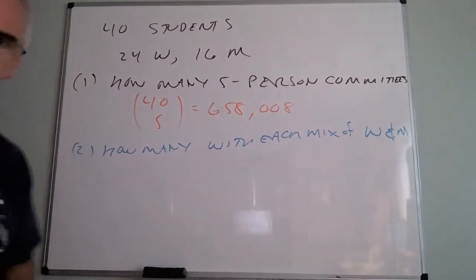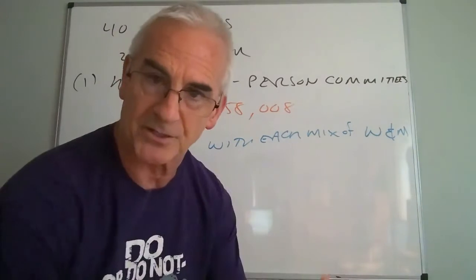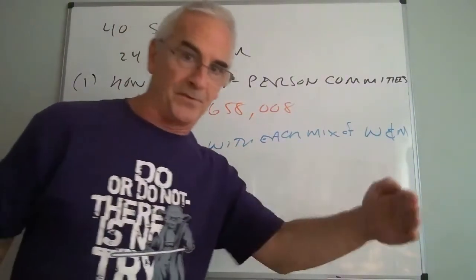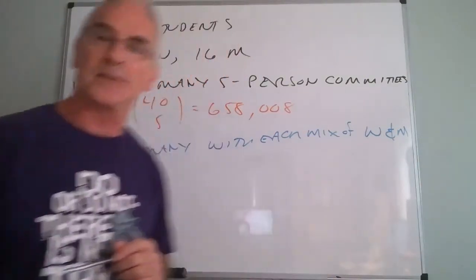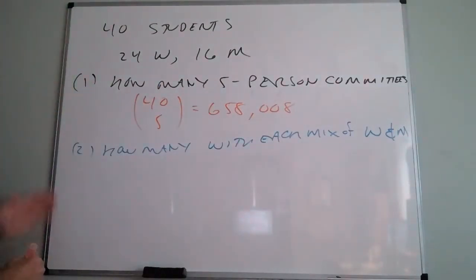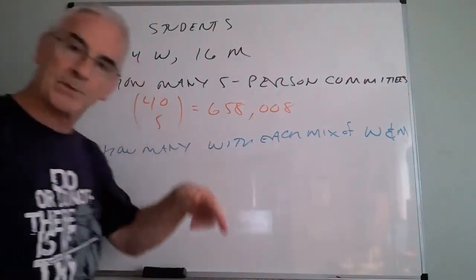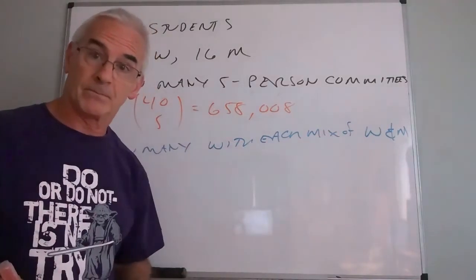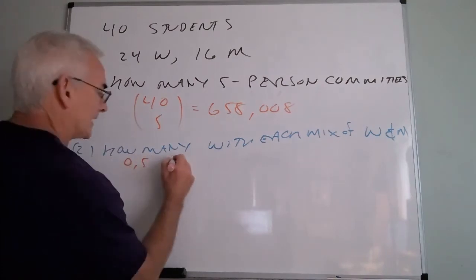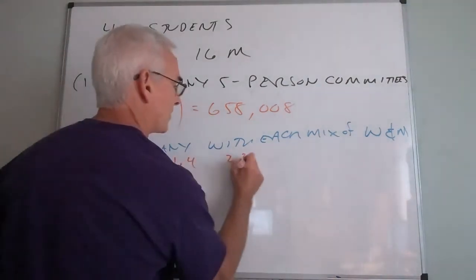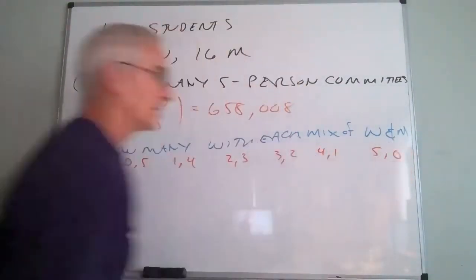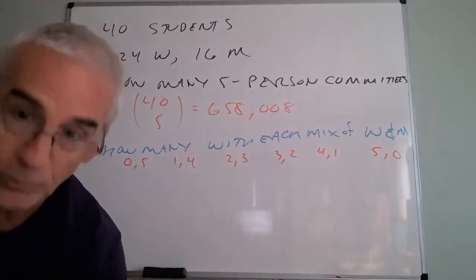So what would the mixes be? Well, let's see. I could have, let's do women followed by men just to keep it. So I could have 0 women and 5 men, 1 woman and 4 men, all the way up to 5 women and 0 men. So how many different categories is that? 0 women up to 5 women, that would be 6 different categories. So let's do that. So I'm going to have 0, 5. I can have 1 and 4. I can have 2 and 3. I can have 3 and 2. I can have 4 and 1. I can have 5 and 0. These are the possibilities.